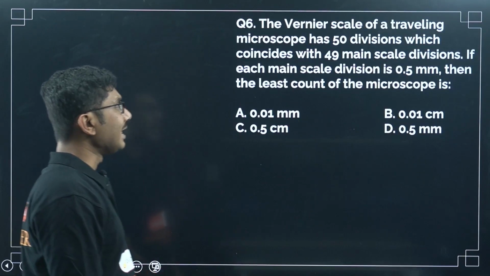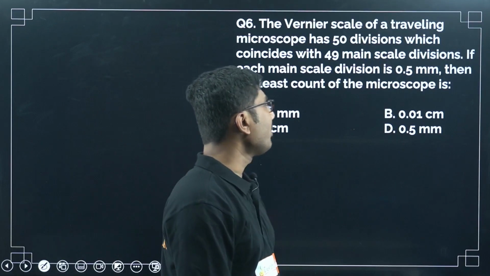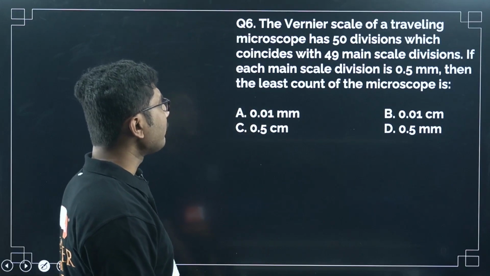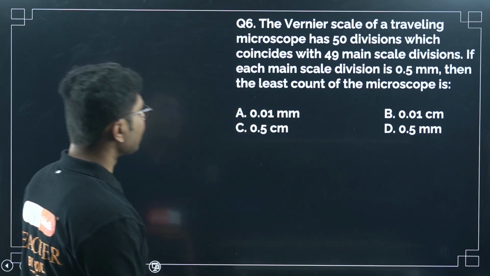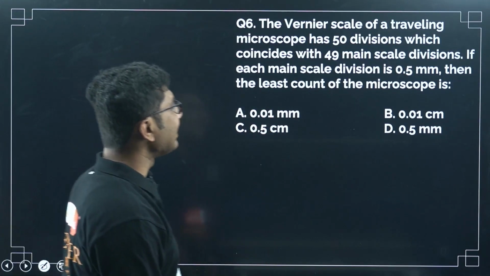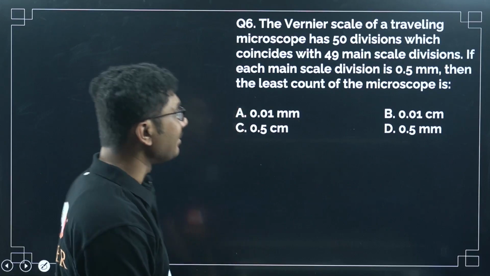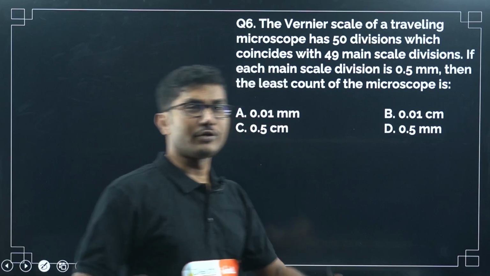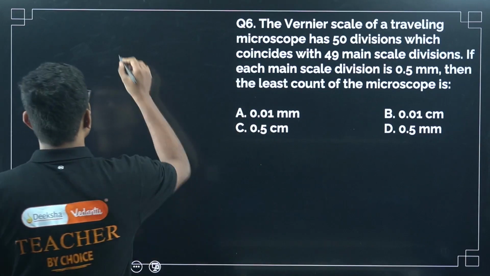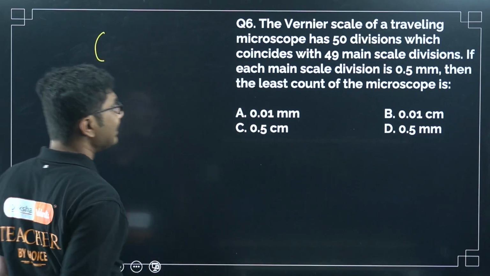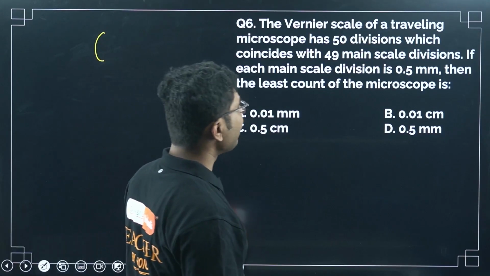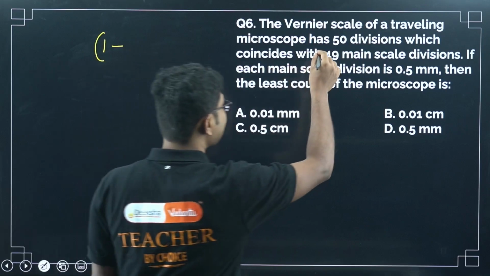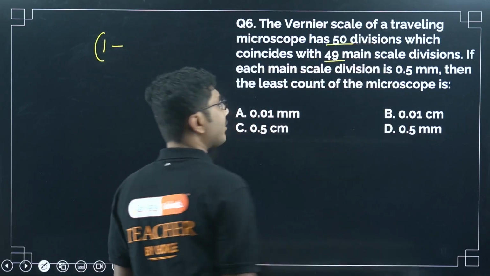The vernier scale of a travelling microscope has 50 divisions which coincide with 49 main scale divisions. If each main scale division is 0.5 millimeter, then the least count of the microscope is? This is related to your experimental observation. So what is the least count? The maximum number is 50 and it is matching with 49.